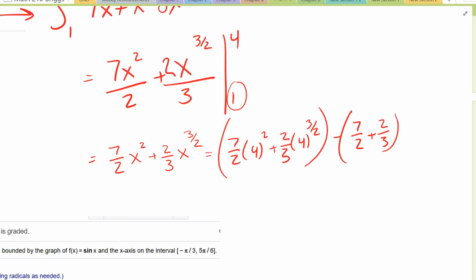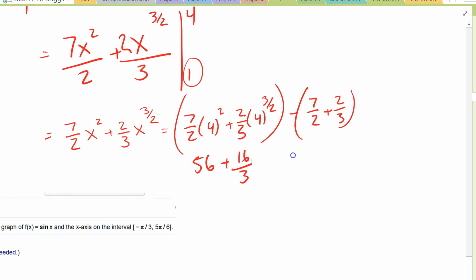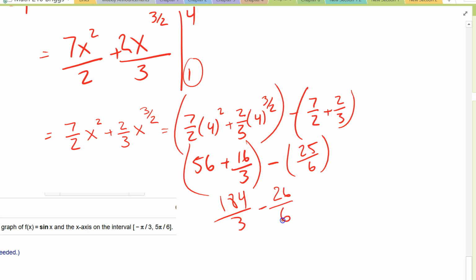So what do I end up getting here? 7 over 2 times 4 squared is 56. And then we have 2/3 times 4 to the 3/2, which would be 16 over 3. 4 to the 3/2 would be the square root of 4, which would be 2, and then 2 cubed, which would be 8, and 8 times 2 is 16. So we have a fraction. 7 over 2 plus 2 over 3 minus 25 over 6. So 56 plus 16 over 3 gives me 184 over 3 minus 25 over 6.